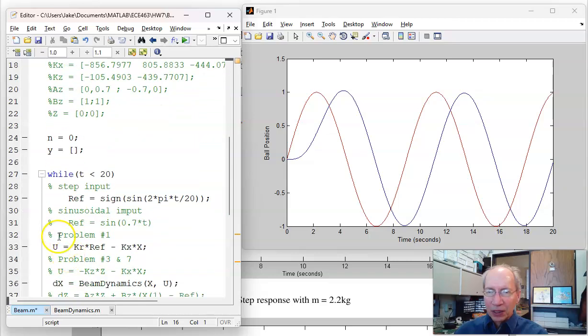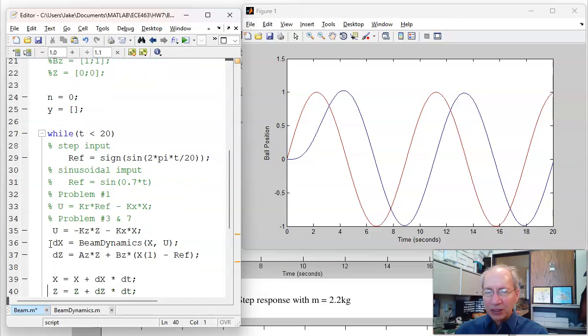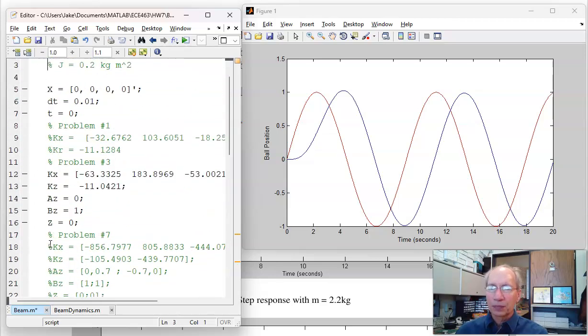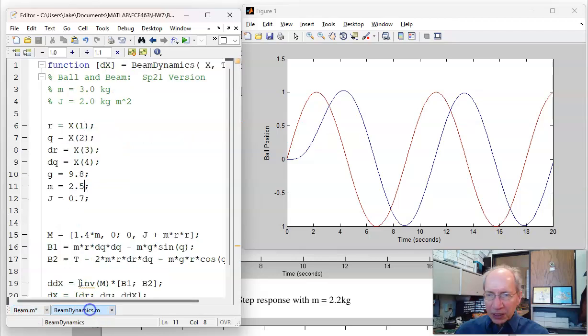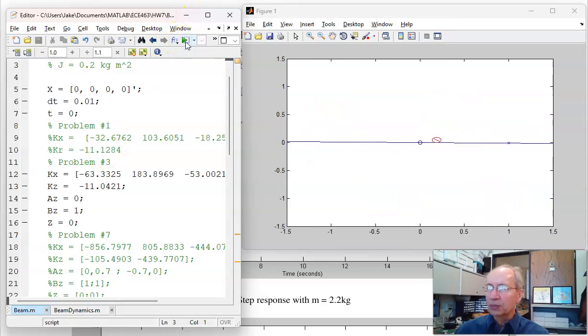Down here in the control law, U is now minus Kz times z minus Kx times x. Integrate x, integrate z, calculate dz, there's my servo. Integrate x, integrate z, and display. So let's go back to the nominal system. If this is 2.2 kilograms, it should work for the nominal system. I tell it to go over to 1. It does, with no overshoot. Tell it to go to minus 1.